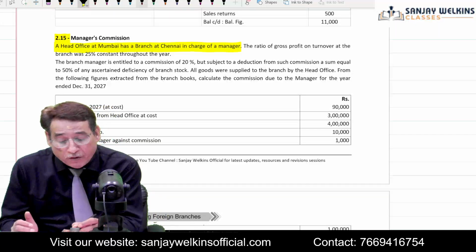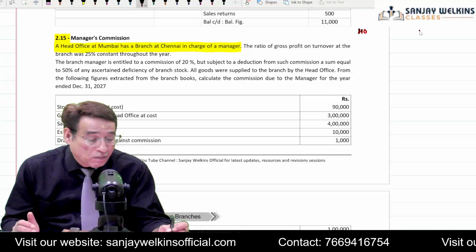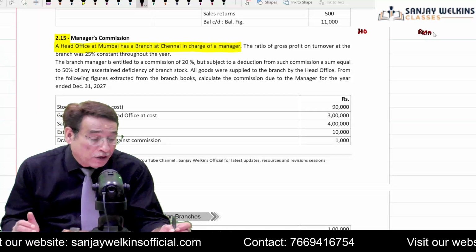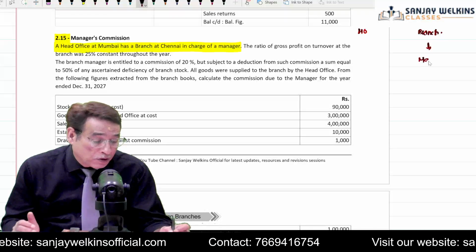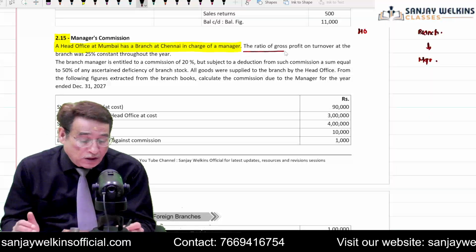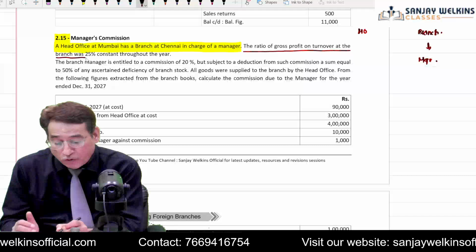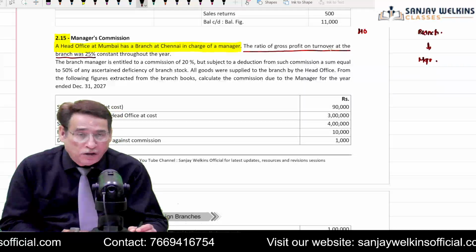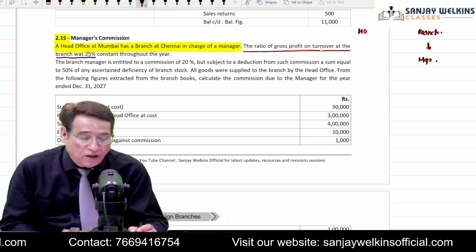This is our head office, and our branch is being handled by a branch manager. This is our branch, and of course there is a branch manager in this particular case. Further, here in this particular question, it is stated that the ratio of gross profit on turnover at the branch was 25%. When we say ratio of gross profit on turnover, turnover means sales, and sales stands for invoice price. Is it clear to you?